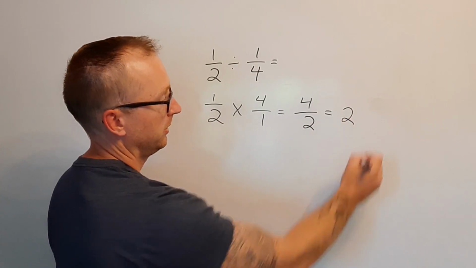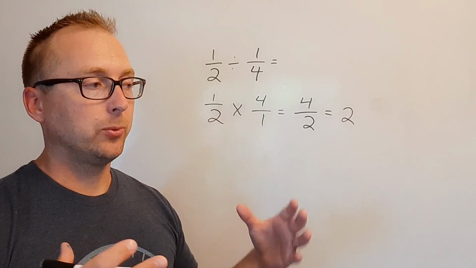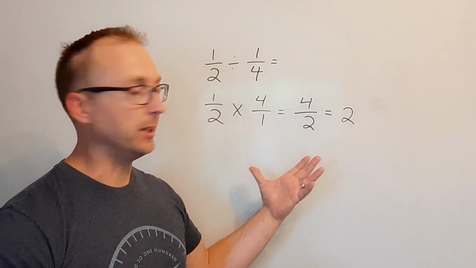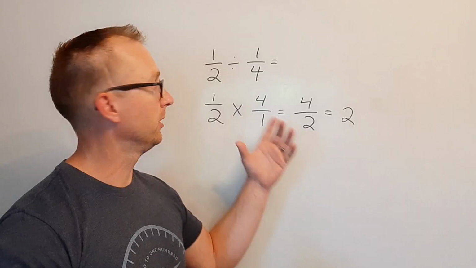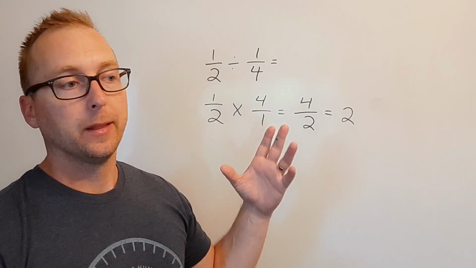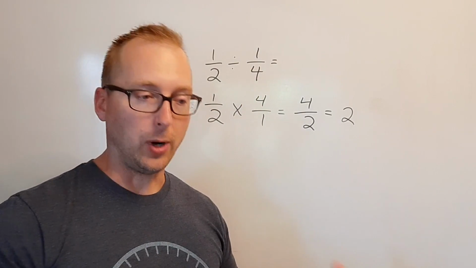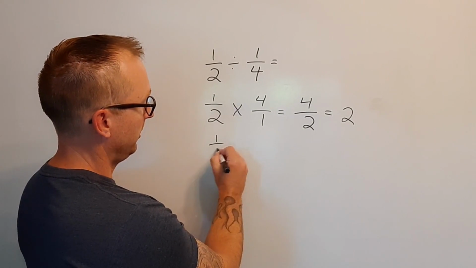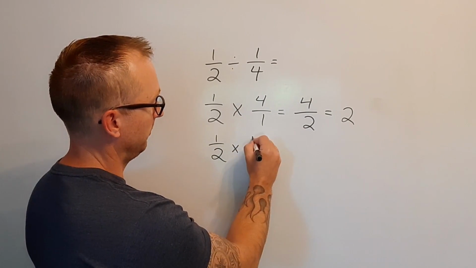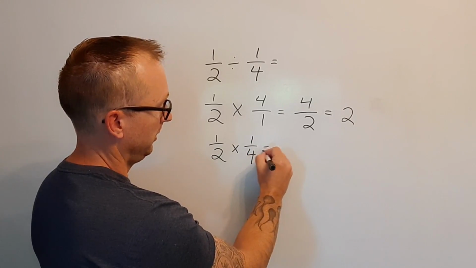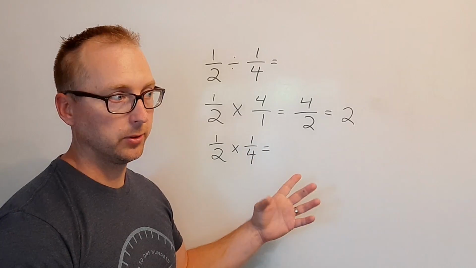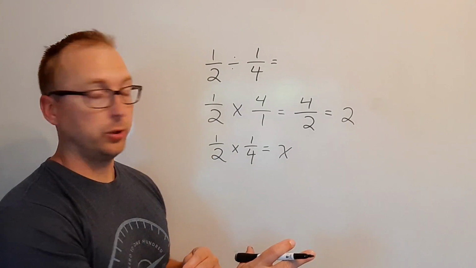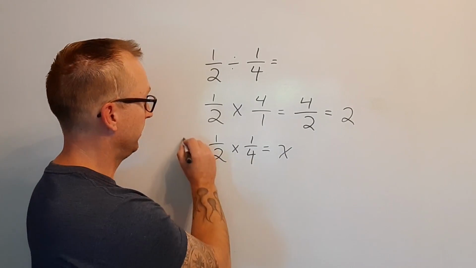4/2 is 2. Now that you know the rule or the theory and what to do with a division problem, let me explain to you why it works. So if we have 1/2 divided by 1/4 equals some number, let's go ahead and say x. So what we're going to do is we're going to multiply both sides by 1/4.